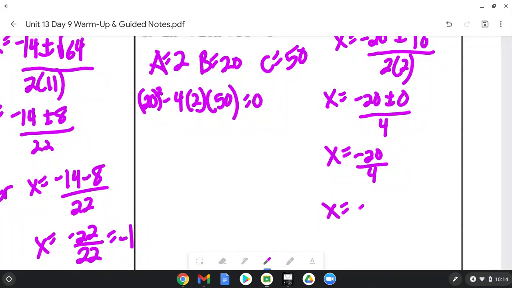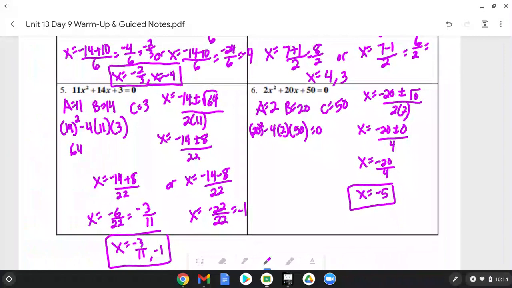So in the end, this is one where you only get one solution because it would be the same solution twice. It would be negative 20 plus 0 divided by 4, negative 20 minus 0 divided by 4. So you actually get x equals negative 5 twice, but you only need to write it one time. And that would be your answer for number 6.